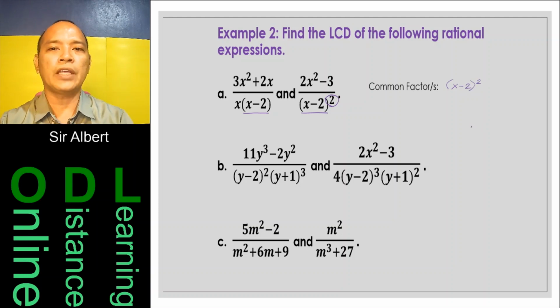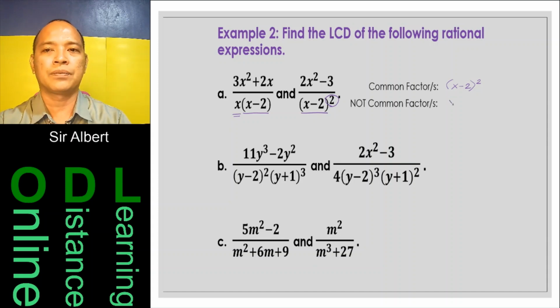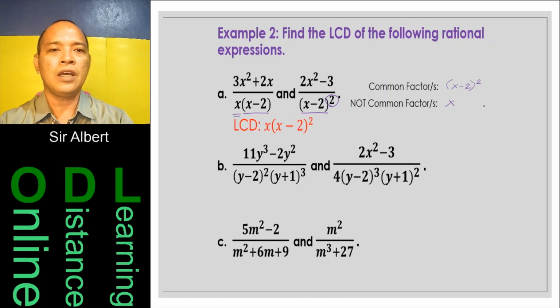Then next, we identify the not common factor or factors. We see that in the first denominator, there is a factor of x, but in the second denominator, there is no factor of x. We then say that x is a not common factor. Multiplying the common factor and the not common factors, then we would get the LCD, which is going to be x times x minus 2 quantity squared.